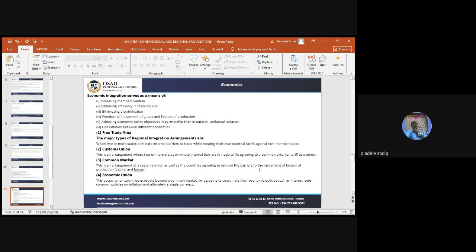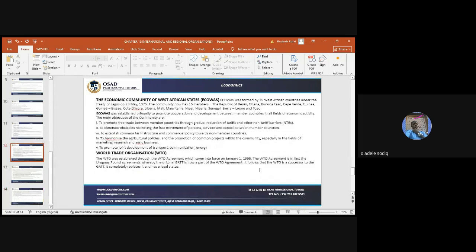Then we also have common market. What is common market? This is an arrangement of a customs union as well as the countries agreeing to remove the barriers to the movement of factors of production. So that we call common market. Then we also have economic union. So what is economic union? This occurs when countries graduate beyond the common market by agreeing to coordinate their economic policies, such as interest rates, common policies on inflation, and ultimately a single currency. So that is economic union.